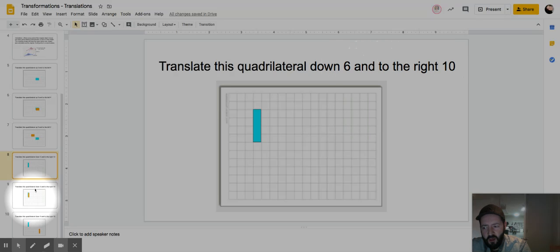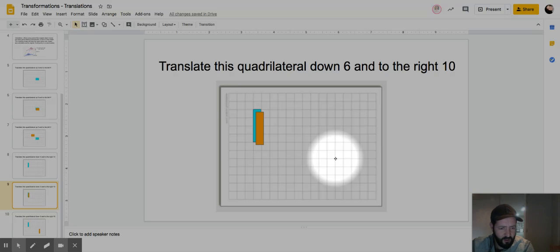Okay, so again, we're going to leave our original blue shape in place there. We're going to create a duplicate of it, and then we're going to make sure that we count down 6. 1, 2, 3, 4, 5, 6. And then we're going to go to the right 10. 1, 2, 3, 4, 5, 6, 7, 8, 9, 10. And if I leave my cursor there, then when I move the orange image, the top left corner of it should line up right here with my cursor. So let's have a look here. Yep, that's exactly what happened.